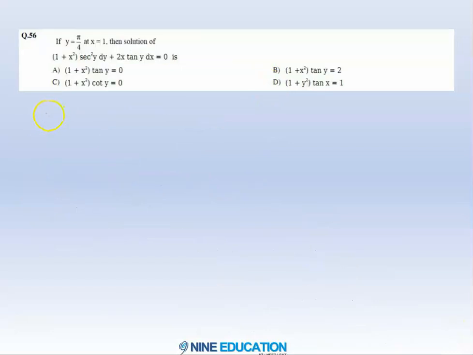Question number 56 is, if y is equal to pi by 4 at x is equal to 1, then the solution of 1 plus x square secant square y dy plus 2x tan y dx is equal to 0 is. So this question is from the variable separation method.